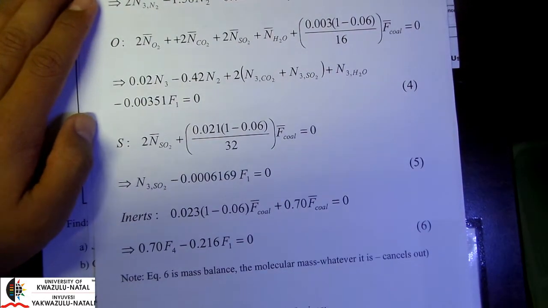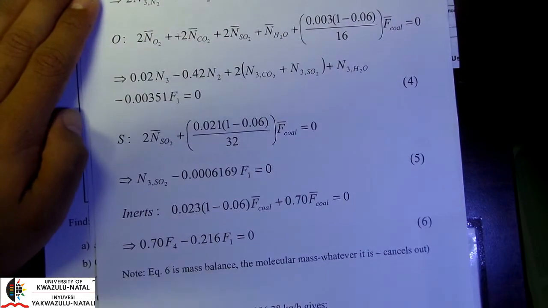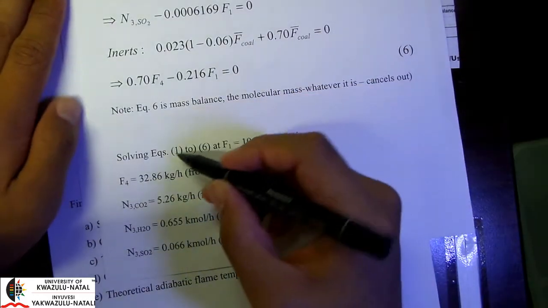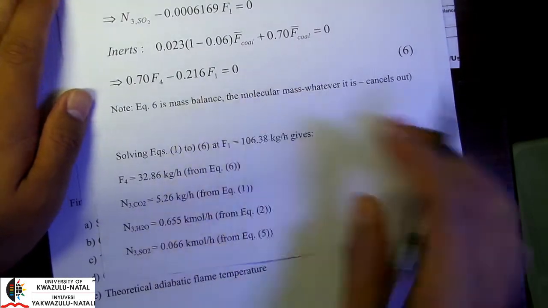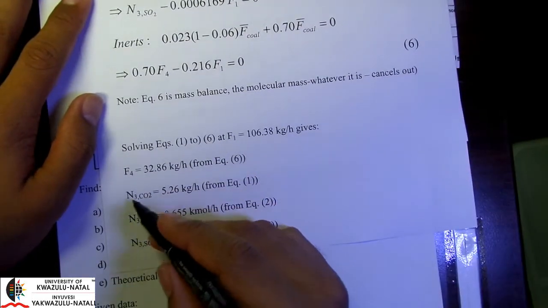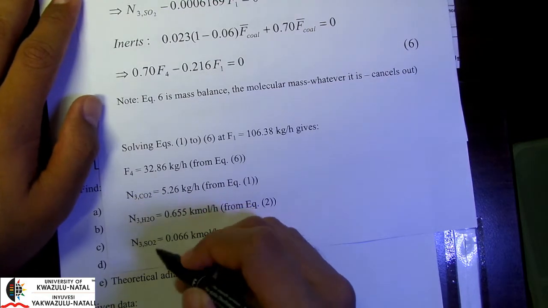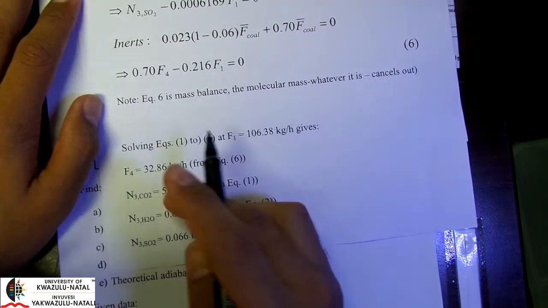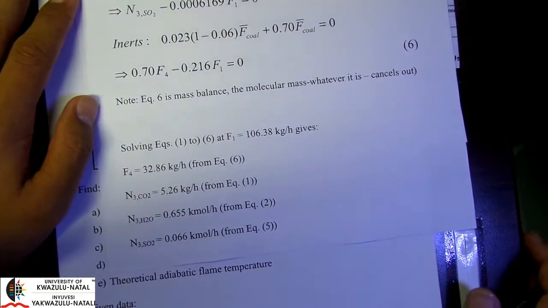Okay, and once we write out this balance, it's a simple case of solving these balances either simultaneously or sequentially, and we will ultimately obtain the following flue gas composition as well as the stream 4 composition as well.